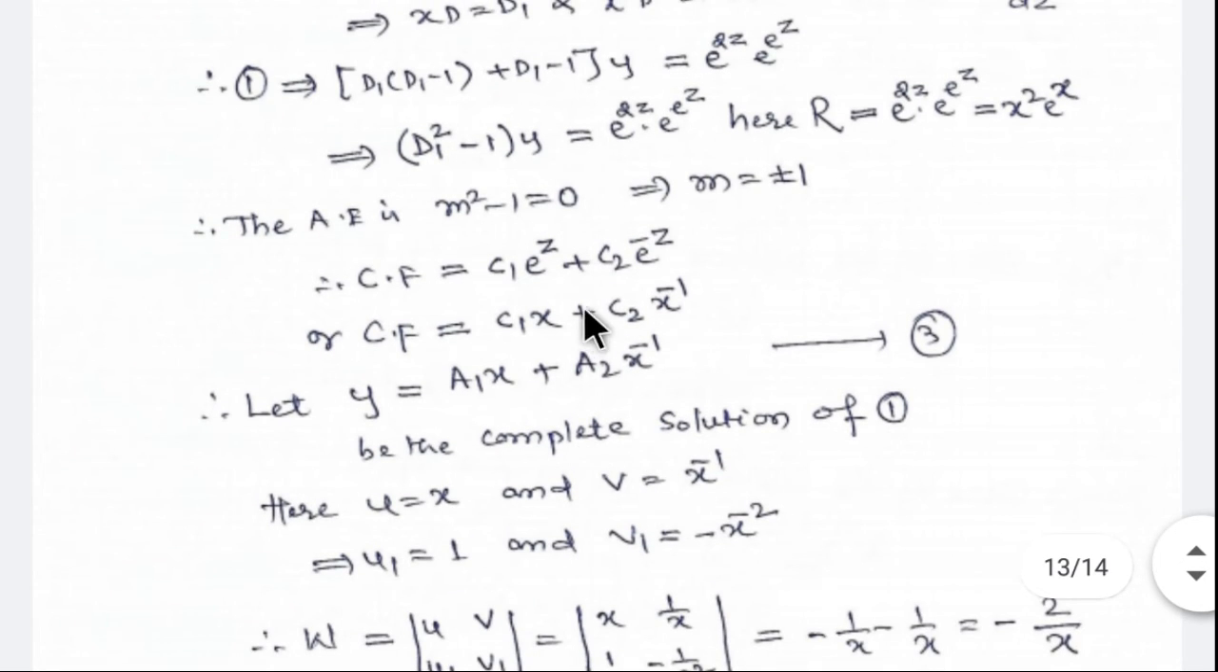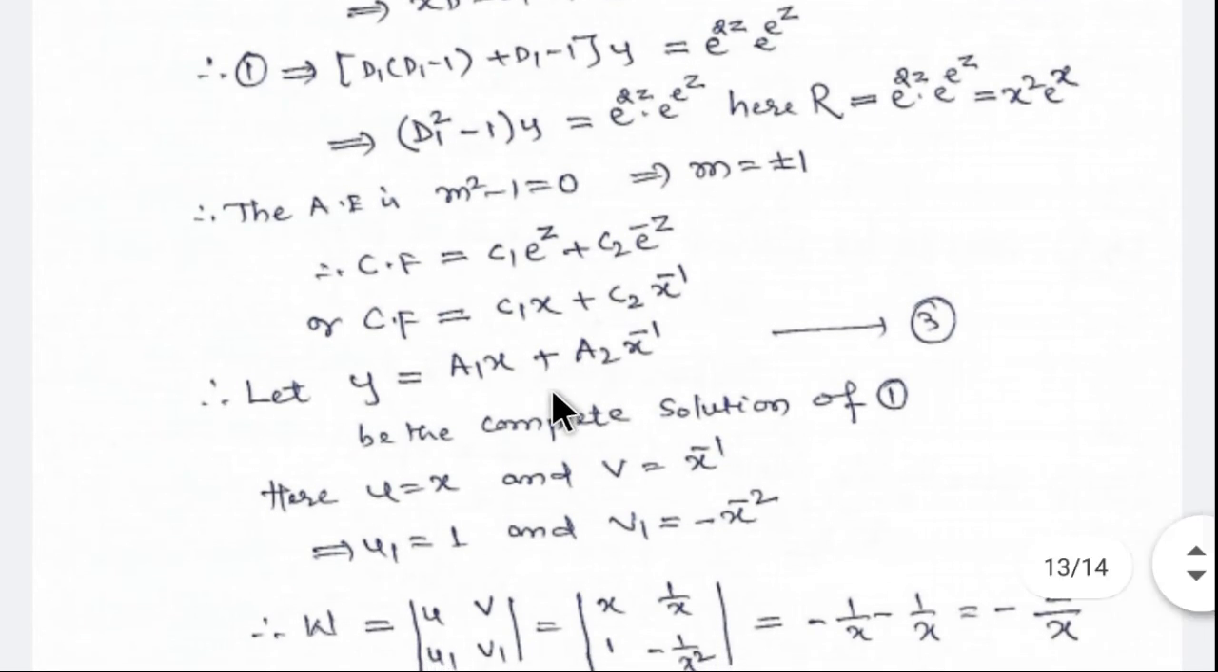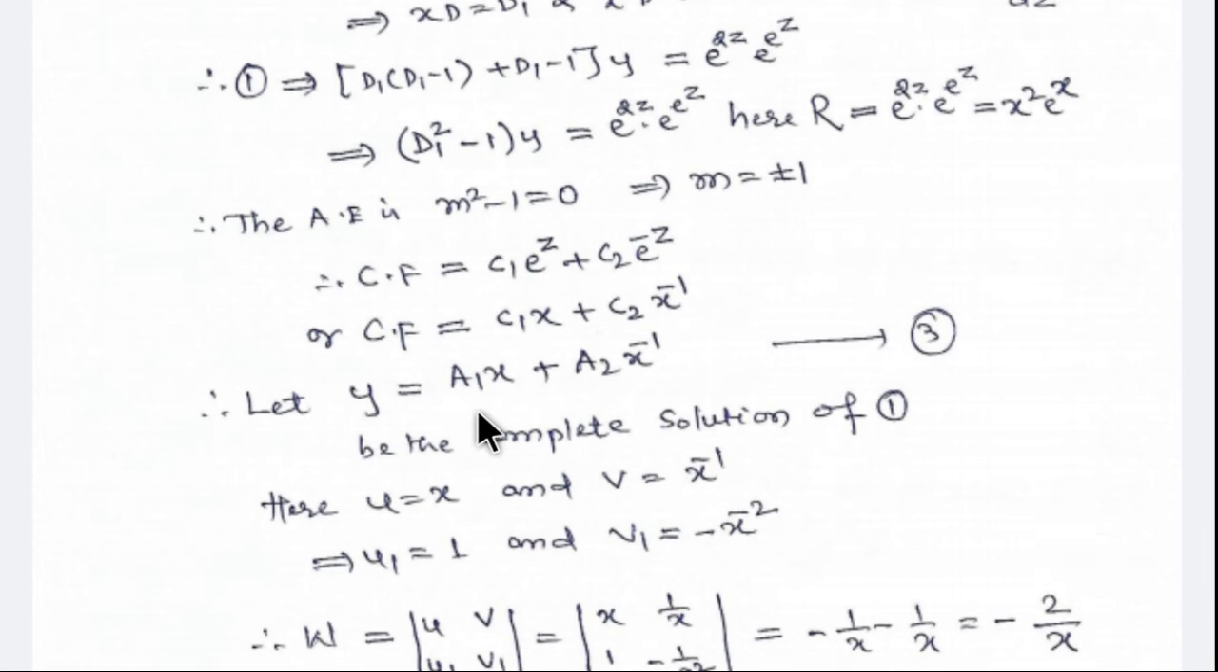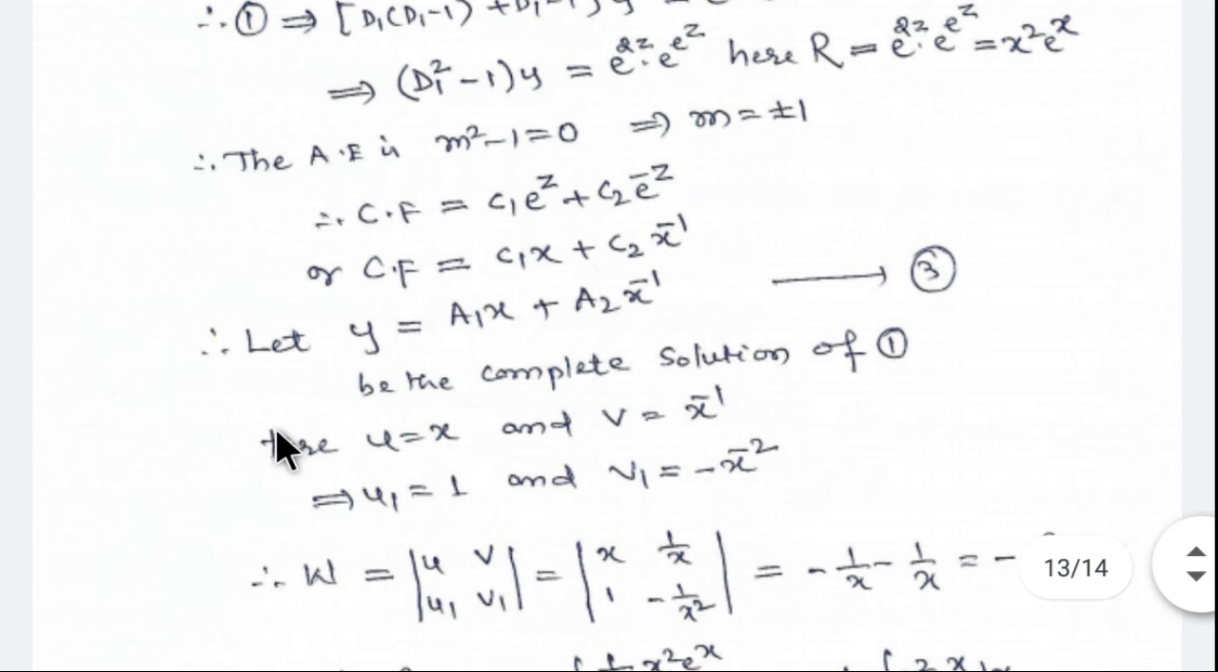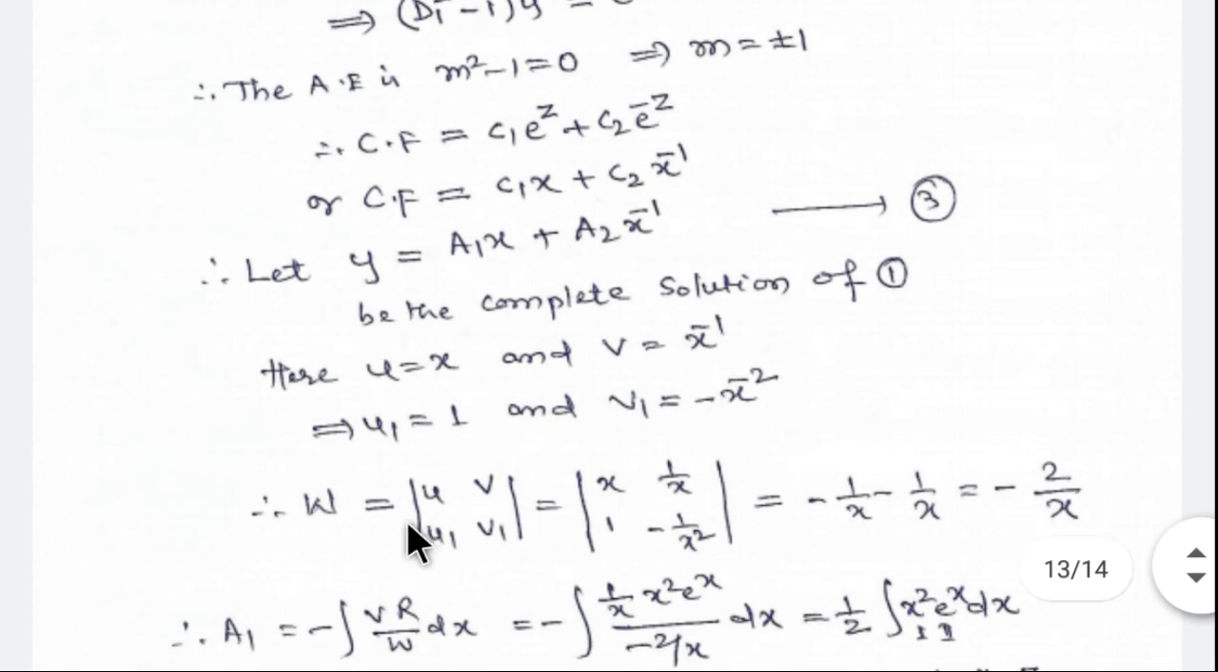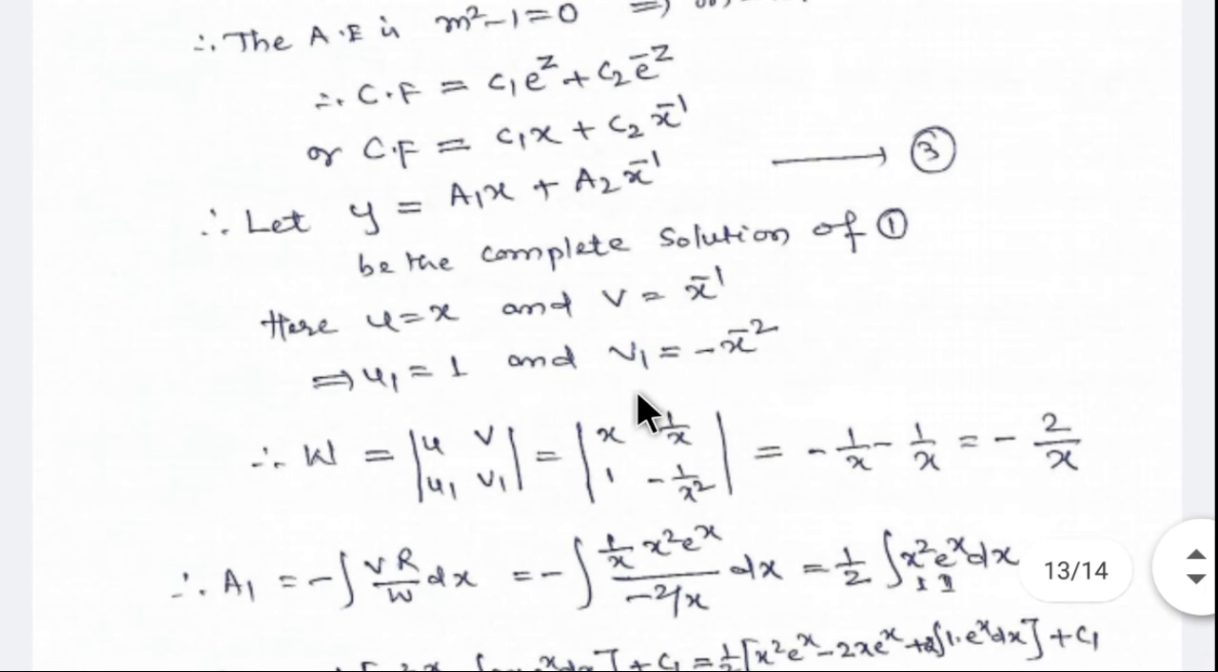Here then you can apply the method of variation of parameters. After finding the complementary function, to find the particular integral you can use this method. Let y = a1 x + a2 x^(-1), where c1 is replaced by a1 and c2 by a2, and this you call equation 3. This is the complete solution of equation 1. So here u = x, v = x^(-1), so u1 is 1 and v1 is -x^(-2), or -1/x².